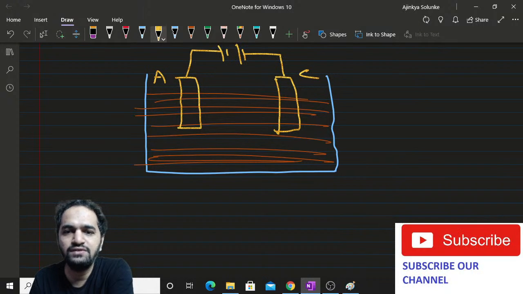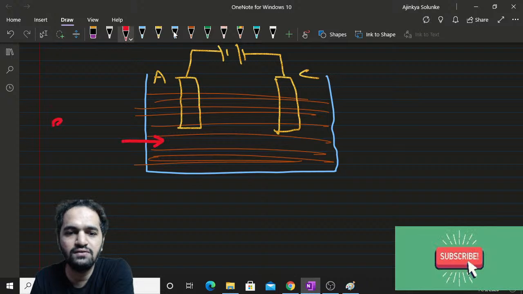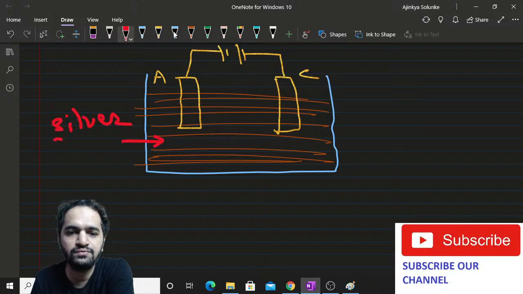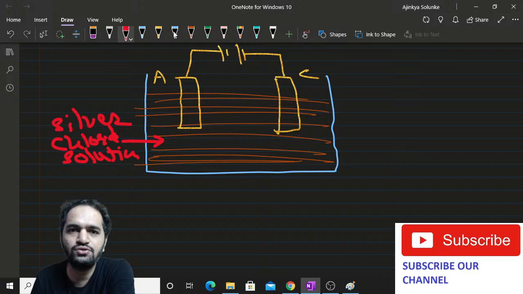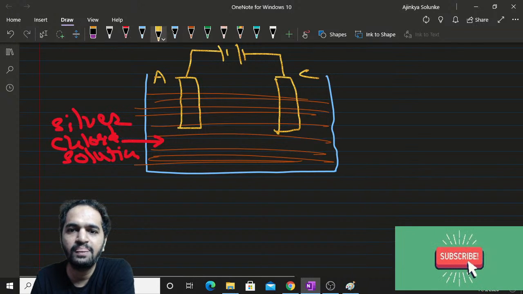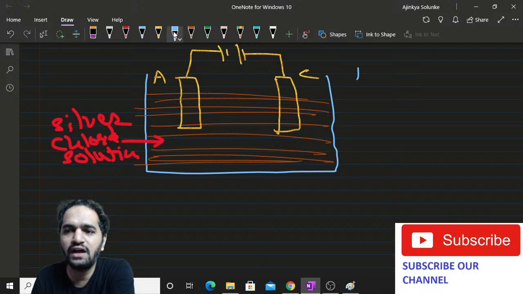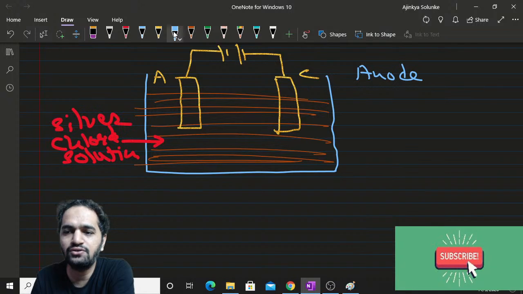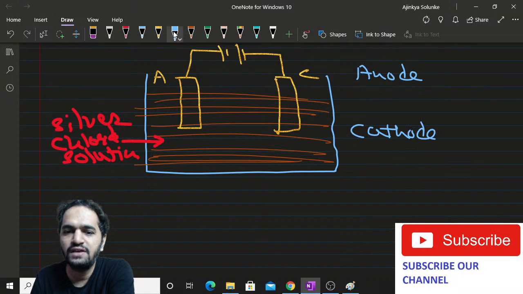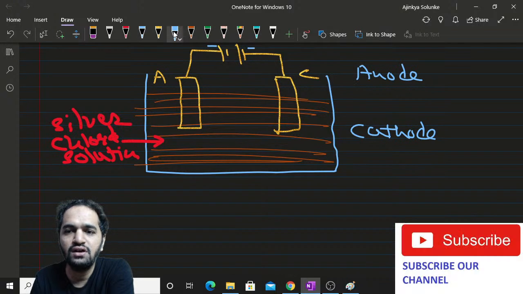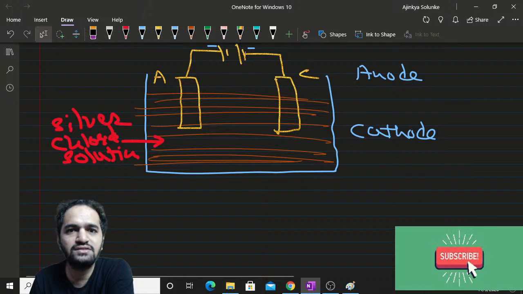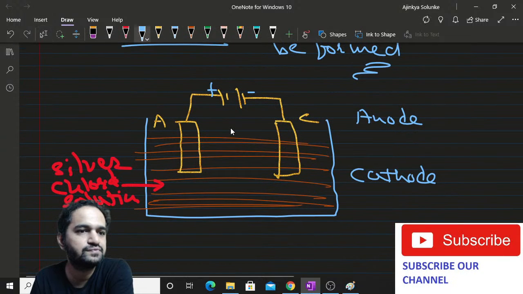Now you tell me, if this is silver solution, silver chloride solution, can you tell me silver is going to deposit on which electrode? Whether it is going to deposit on anode or on cathode. If I am passing electricity through this, according to your information, where is silver going to deposit? Just write it in the comment section so that I can understand.